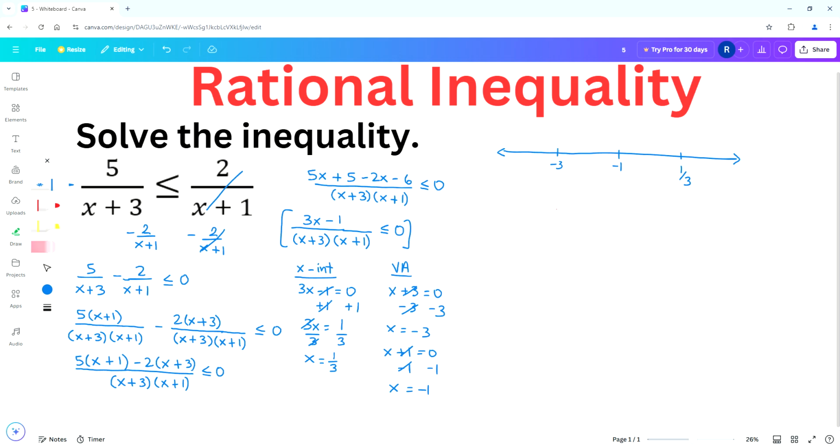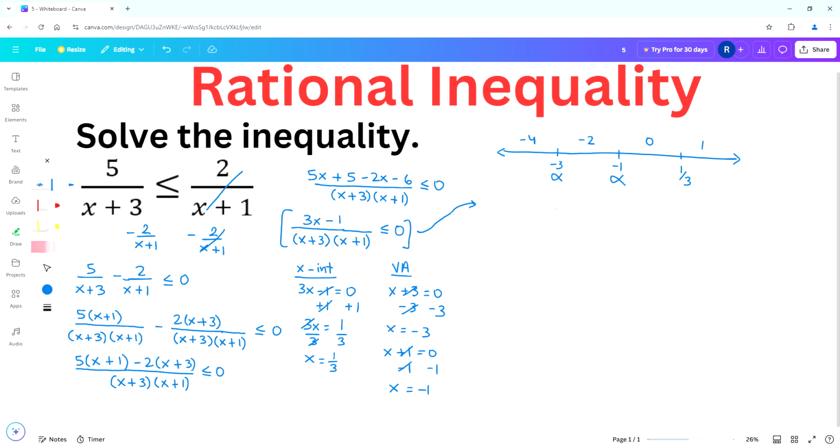On the left side of negative 3, we can use the test value negative 4. Between negative 3 and negative 1, we can use the test value negative 2. Between negative 1 and 1 over 3, we can use the test value 0. To the right side of 1 over 3, we can use the test value 1. We have to sub in these test values one by one in this inequality. We do not need to do the test for negative 3 and negative 1 because at these x values, the inequality becomes undefined. However, we should do the check for x equals 1 over 3.